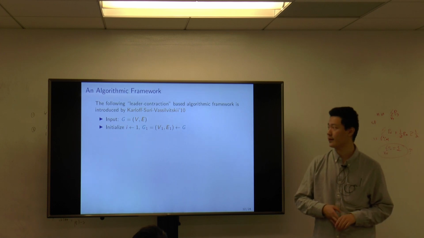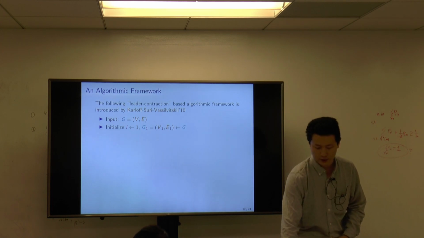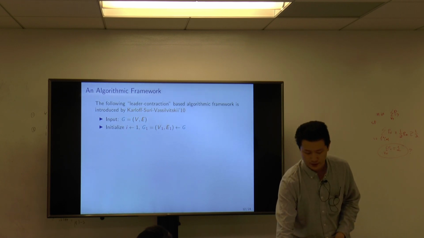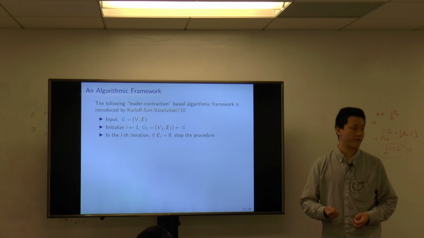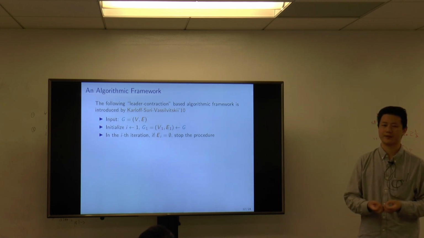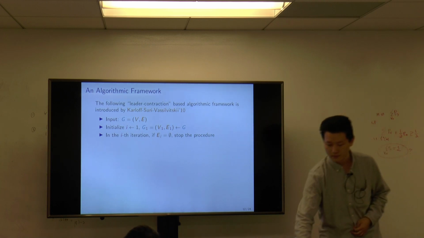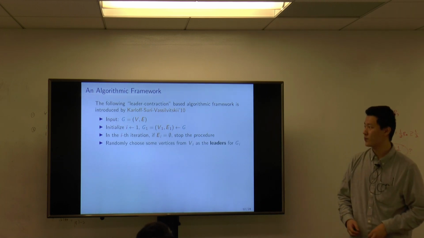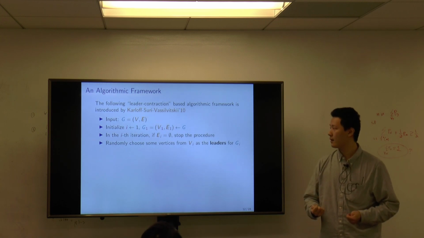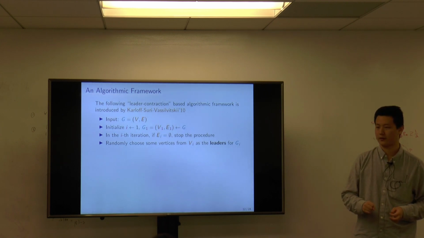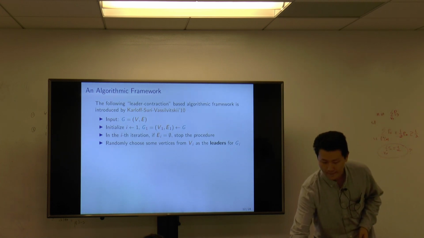We initialize the iteration counter i and let the first graph G1 be the input graph. First, we check if there's no edge in the graph, so that each single vertex is a connected component. Then we can just output. Otherwise, we randomly choose some vertices from the current vertex set as the leaders. I will talk about how to choose the leaders later, but for now you just assume you have some leader vertices.